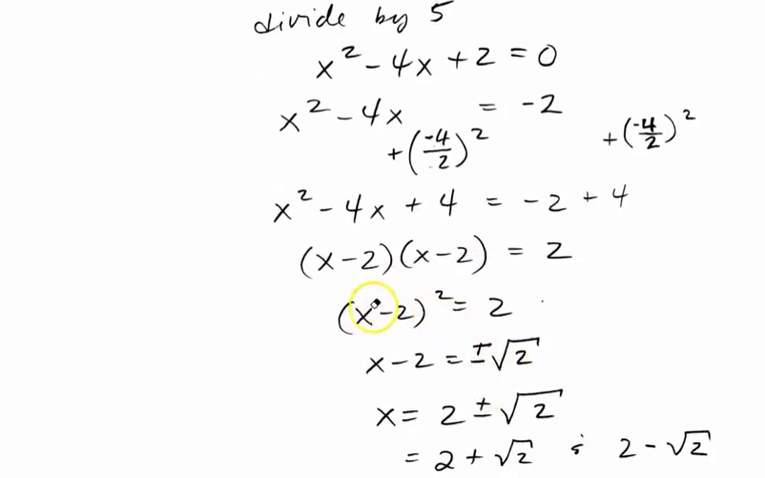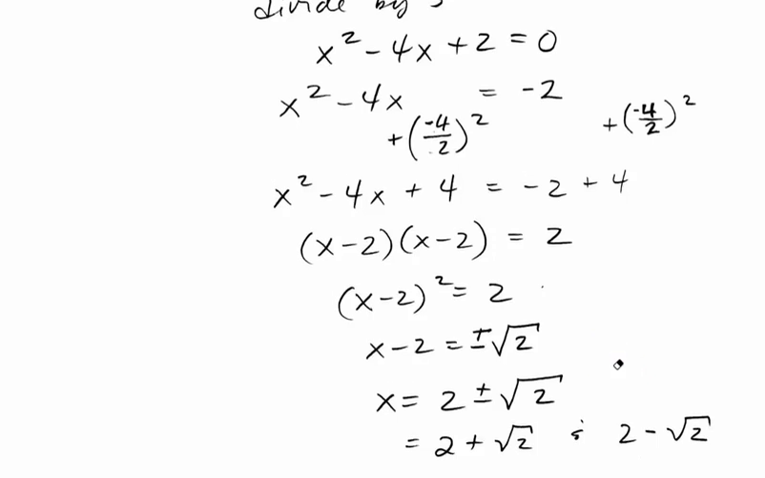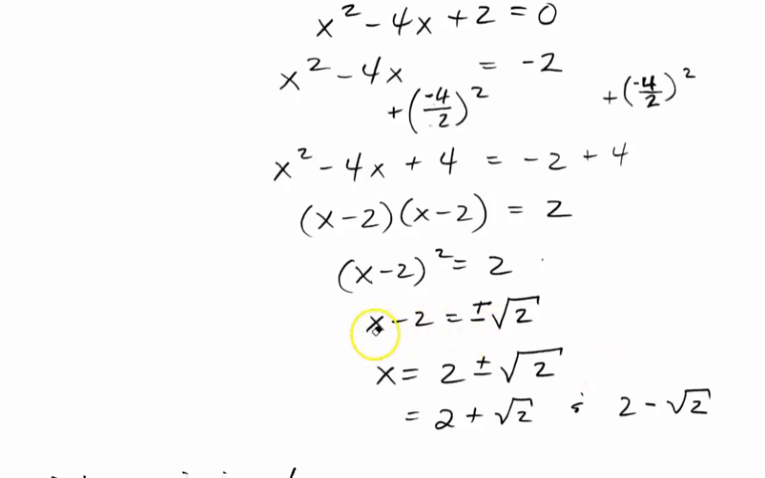And so then we've got, right, take the square root on the left-hand side. That means take the square root on the right-hand side. So x minus 2 is equal to plus or minus square root of 2. So I can solve for the roots then by just adding 2 to both sides. So I've got x is equal to 2 plus square root of 2, and it's equal to 2 minus square root of 2.